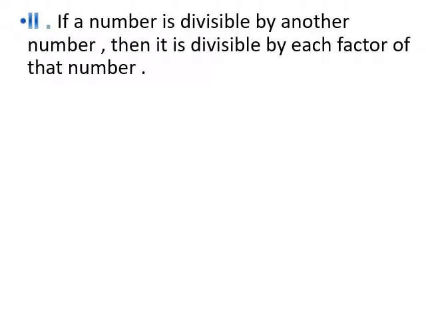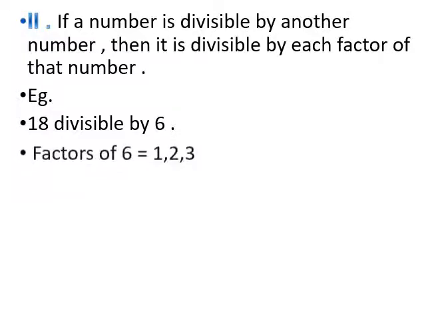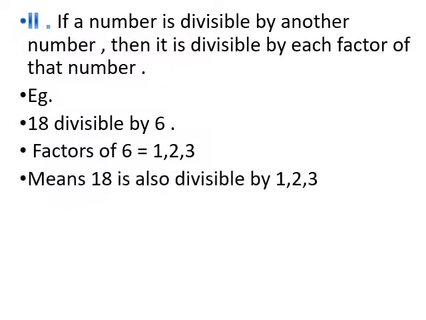Now if a number is divisible by another number, then it is divisible by each factor of that number. See the example. 18 is divisible by 6 and the factors of 6 are 1, 2 and 3. And therefore 18 is also divisible by 1, 2 and 3.